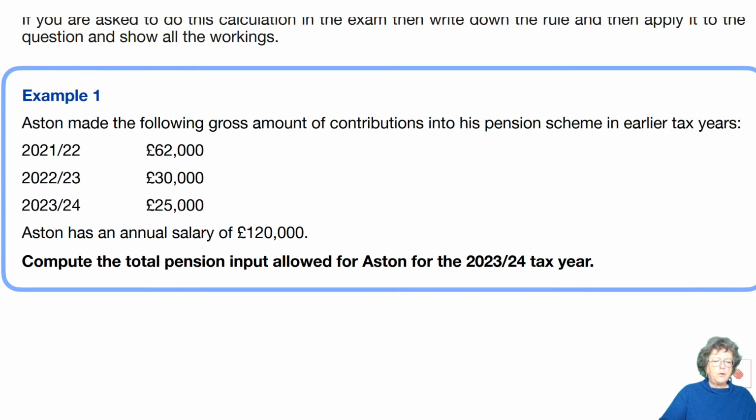So example number 1. Aston made the following gross amounts of contribution into the pension scheme. 21-22, 62,000. 22-23 was 30,000, and 23-24 was 25,000, and he has an annual salary of 120,000. Calculate the total pension input allowed, i.e. to get full tax relief for 23-24. So let's have a look how that would work.